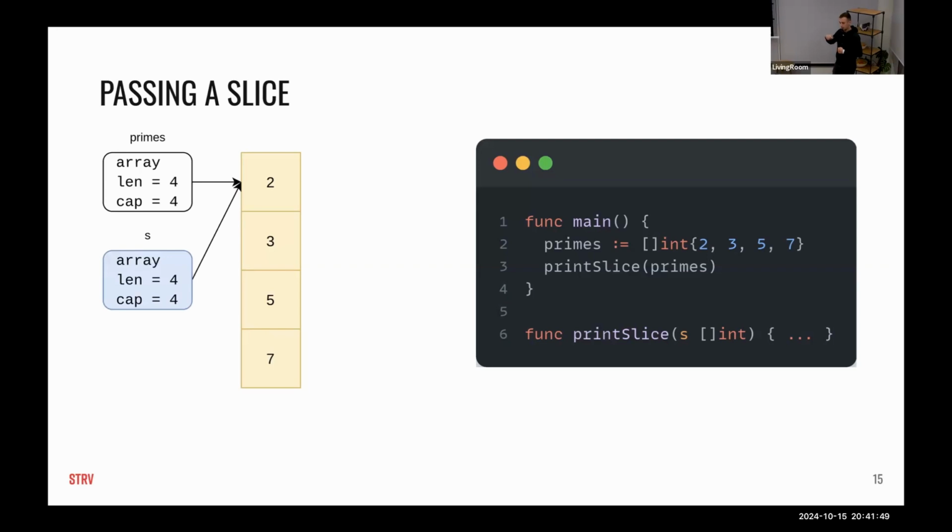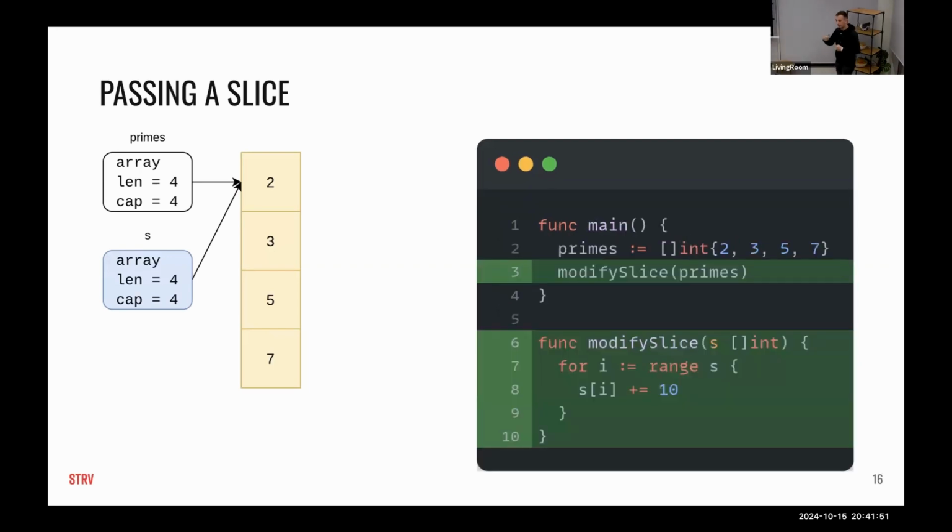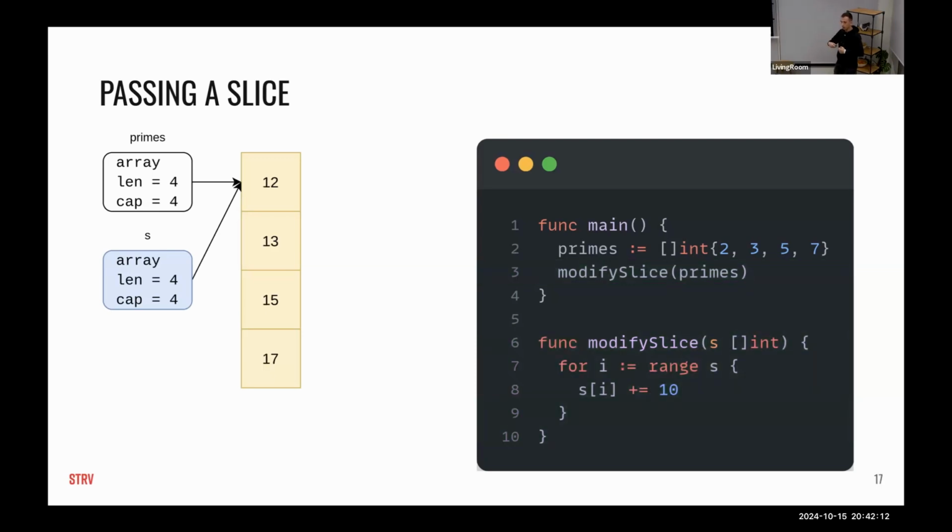This has some implications. Let's replace the print function with a modified function. We will iterate over the slice and adjust the values. But now we know that our slice, called S, points to the same memory. So every change made to S will also be reflected in the original slice passed into the function. So if we add some numbers to existing primes, the original data will get updated as well.